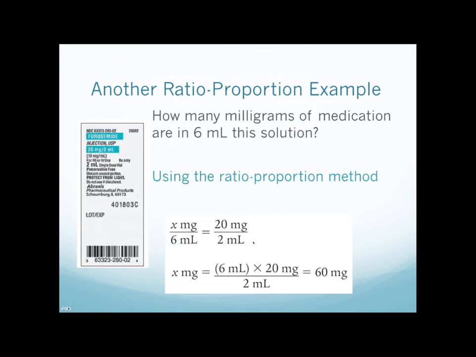So I'm going to use ratio and proportion. From the label, 20 milligrams per 2 mLs, I'm going to put X over 6. I multiply: 6 times 20 is 120, divided by 2 is 60. So I have 60 milligrams per 6 mLs of solution. And that makes sense to me.